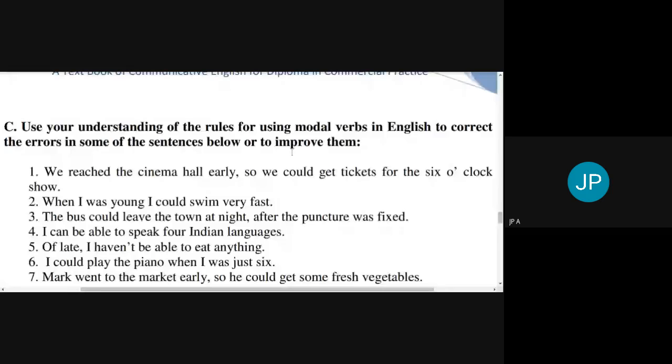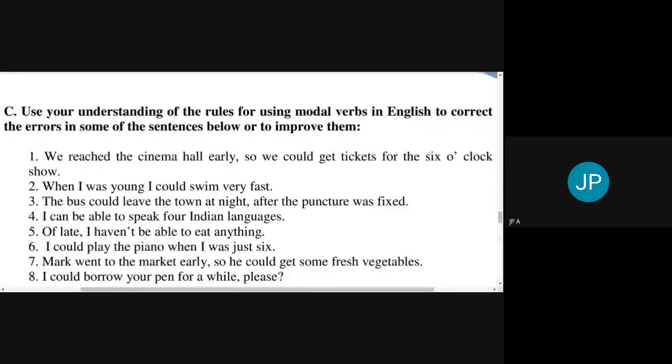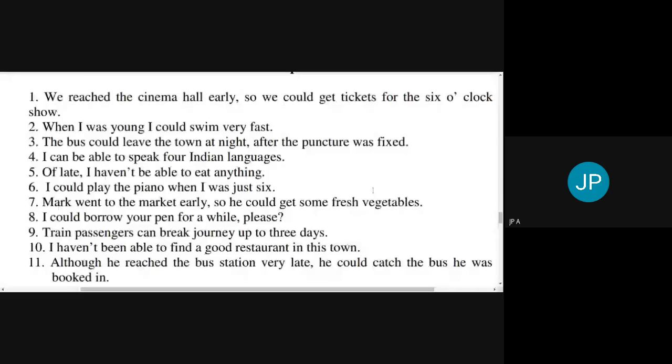Okay, so we come to the text now. This is in continuation of the chapter. It is the section C of In Conversation. Use your understanding of the rules for using modal verbs, modal auxiliaries in English to correct the errors in some of the sentences below or to improve them. So some of these sentences have errors. Many of them don't have errors. First few have errors. The last ones do not have errors. So let us discuss these sentences.